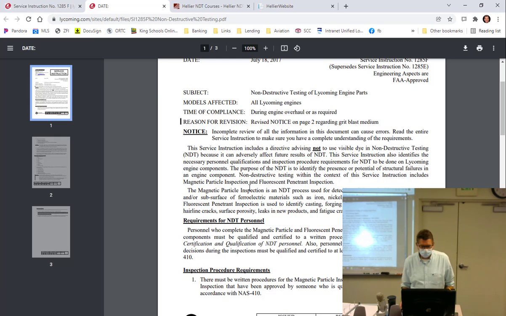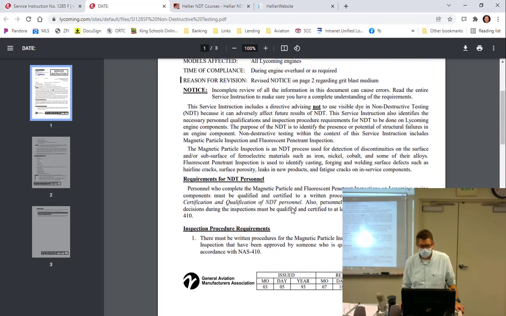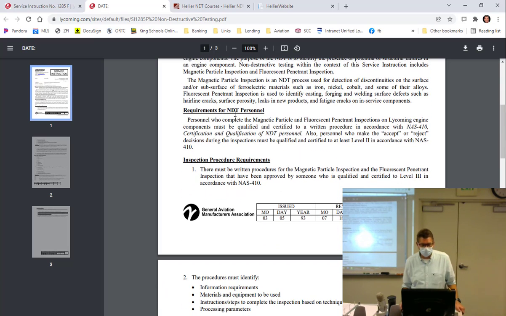It also identifies the necessary personnel qualifications. It used to not say that. Let me see. Requirements for NDT personnel who complete the magnetic inspections of Lycoming engines: they must be qualified and certified to a written procedure in accordance with NAS 410.